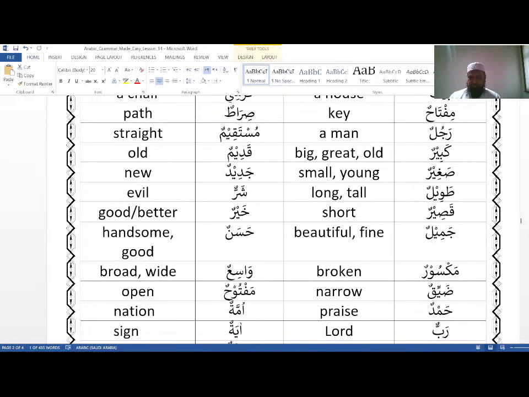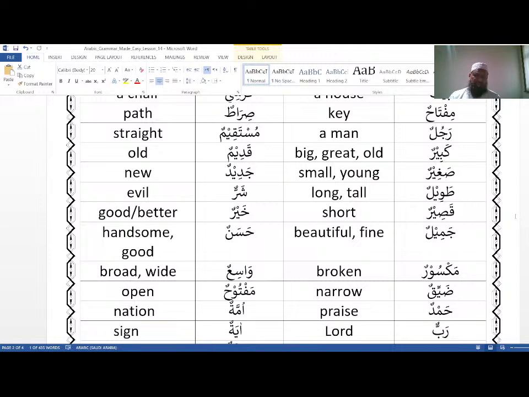Hamdun, praise. This ism is mudhakkar. Rabbun, Lord. No signs of muannas, so it is mudhakkar.